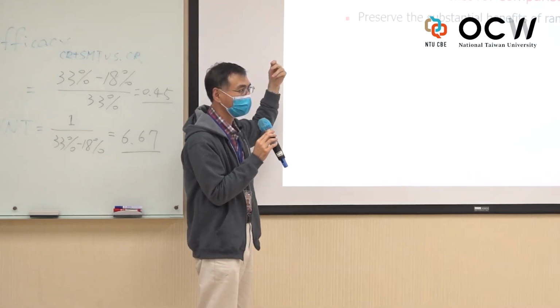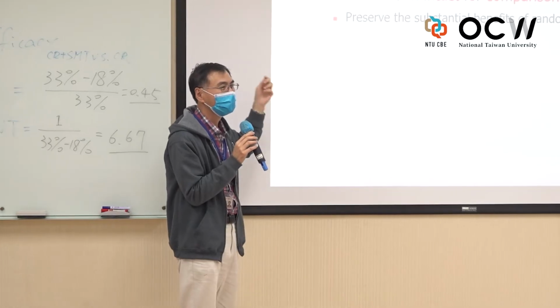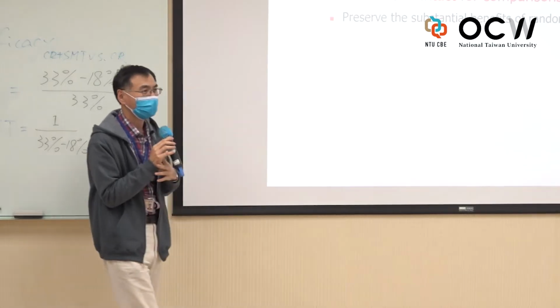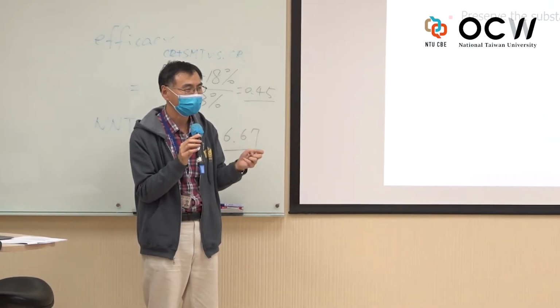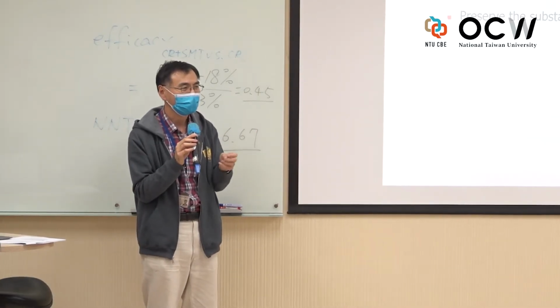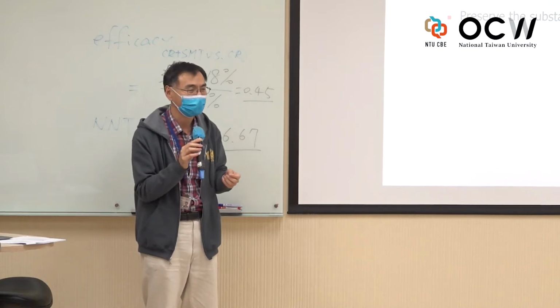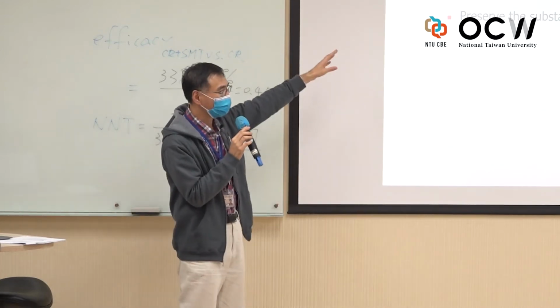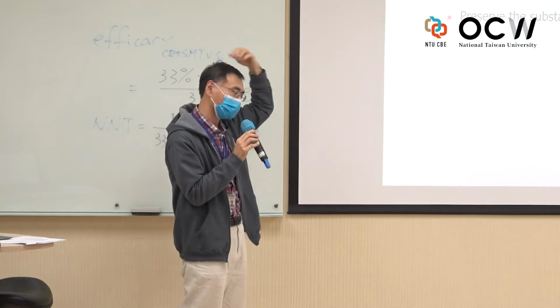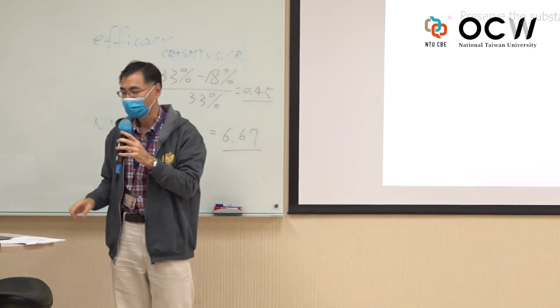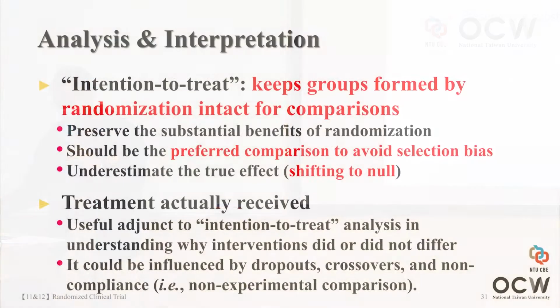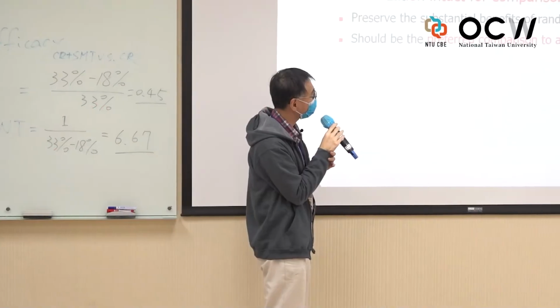If they left without telling anything, they lost the information, there will be a potential source of selection bias. That would be the worst scenario. Okay, so the best strategy to cope with selection bias is to avoid it, right? So this is the first bit. We have to avoid or minimize the possibility of any concern for selection bias, and also keep the substantial benefit of randomization. It's 100% the preferred comparison to avoid selection bias.